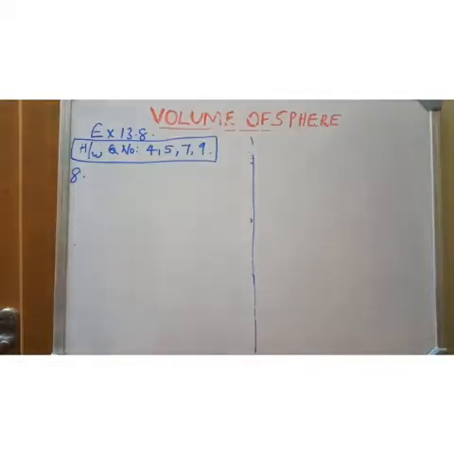Look at the 8th question, children. A dome of a building is in the form of a hemisphere. From inside, it was whitewashed at the cost of rupees 498.96. If the cost of whitewashing is rupees 2 per square meter, find the inside surface area of the dome and volume of the air inside the dome.